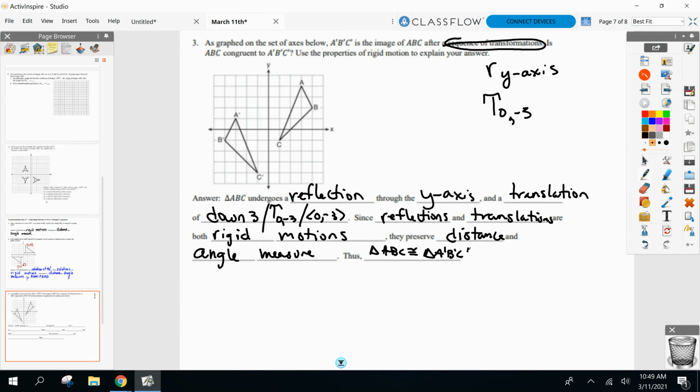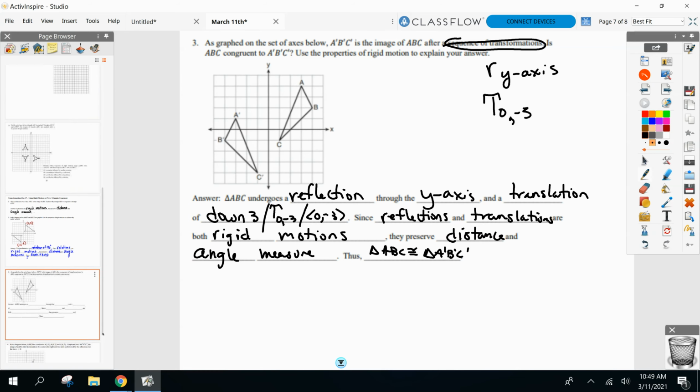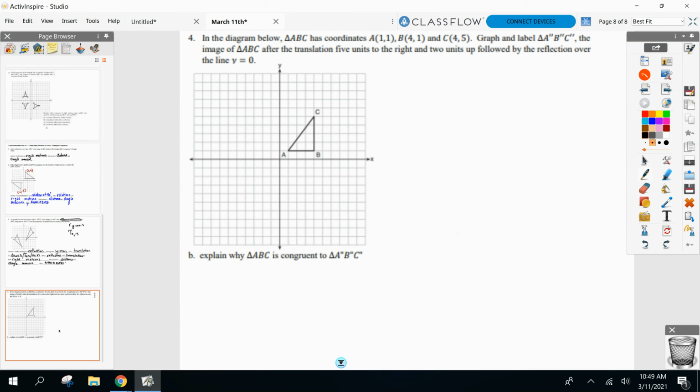All good? All right, you ready to take the blanks out for the last one for today? Let's take the blanks out. But before we explain why they're congruent, we need to actually find the double prime triangle ourselves. And where is it? Now I'm going to tell you, here's how we get the double prime. We got to translate 5 units to the right and up 2. After that, reflect it over y = 0. There's a fancy line. We'll have to talk about that when we get to it. But before we do, we need to translate first. Right 5, up 2.